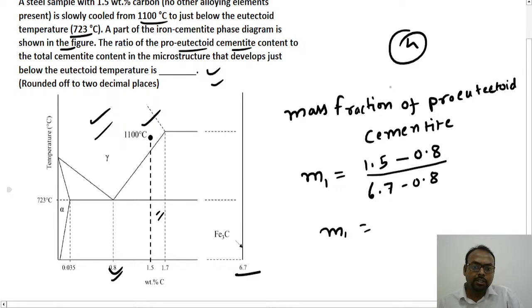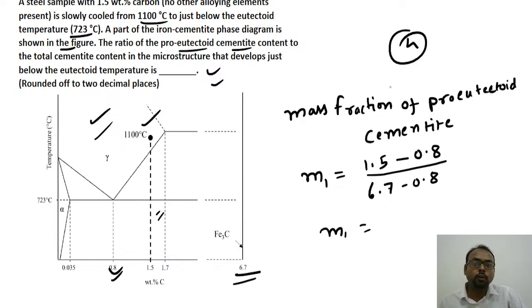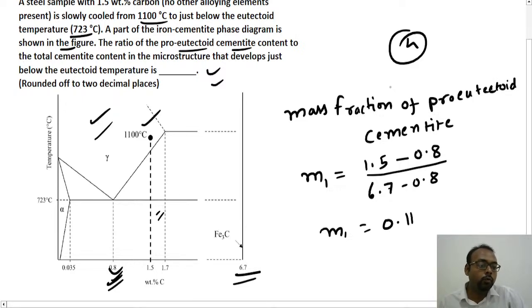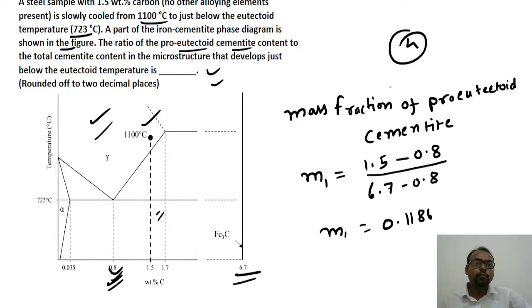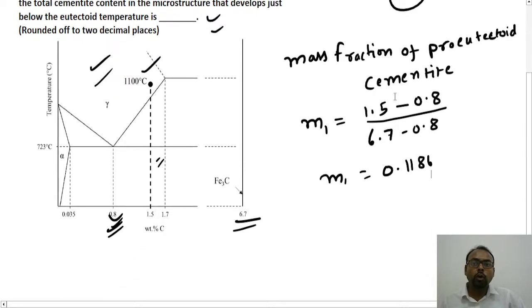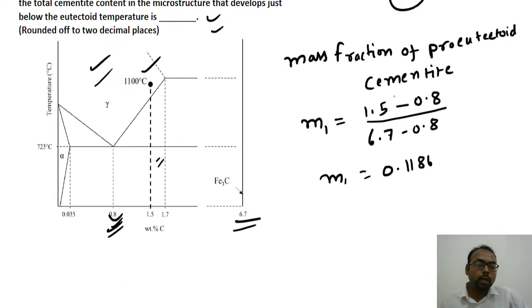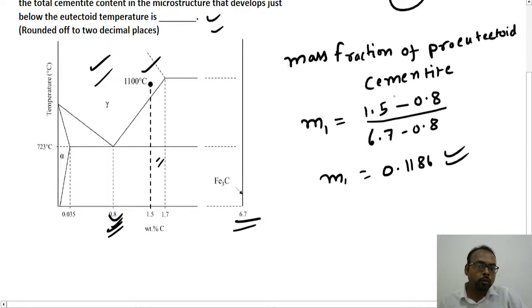So what we have done: 6.7 is the maximum percentage of carbon, minus the eutectoid composition, and this comes in the denominator, and in the numerator we have 1.5 minus 0.8. So what is the m1 value? This m1 value comes out to be 0.1186. Now we have the mass fraction of pro-eutectoid cementite. Now we will find out the value of the mass fraction of total cementite.